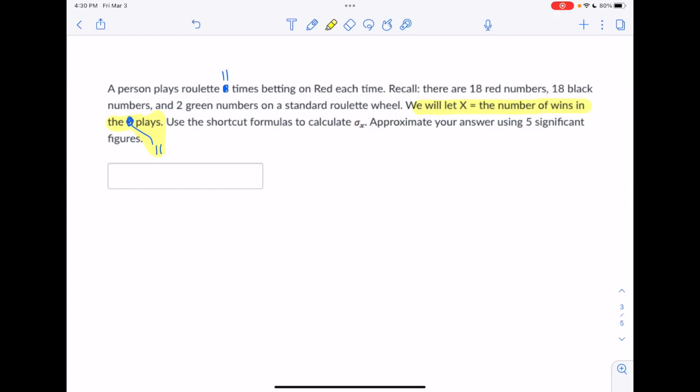So that puts us in the NPQ situation where n is 11, p is the probability of success, which would be if we won, which would happen when we bet on red if a red number came up. So that would be 18 out of 38. And q would be the other 20 out of 38.